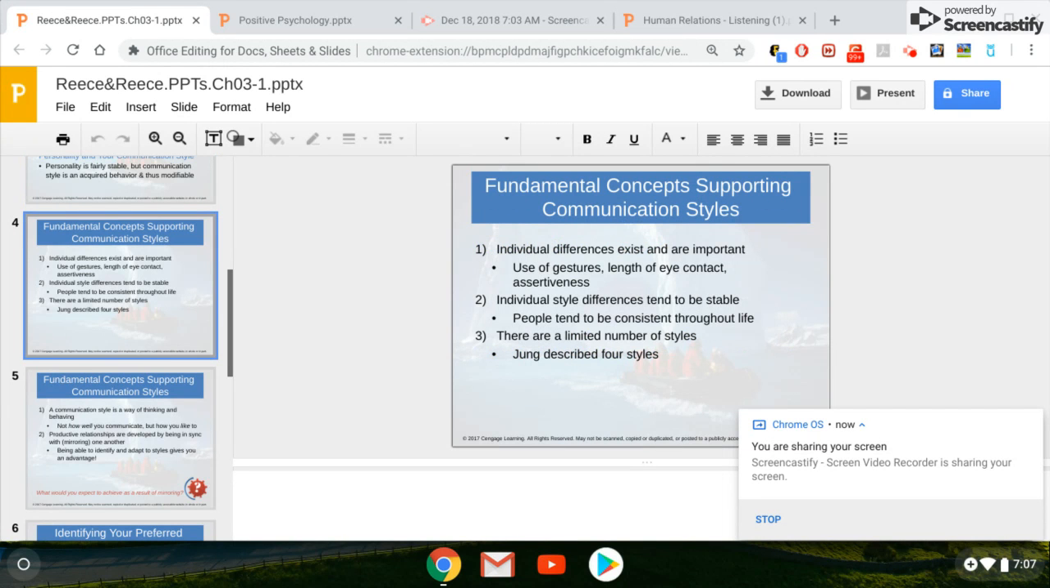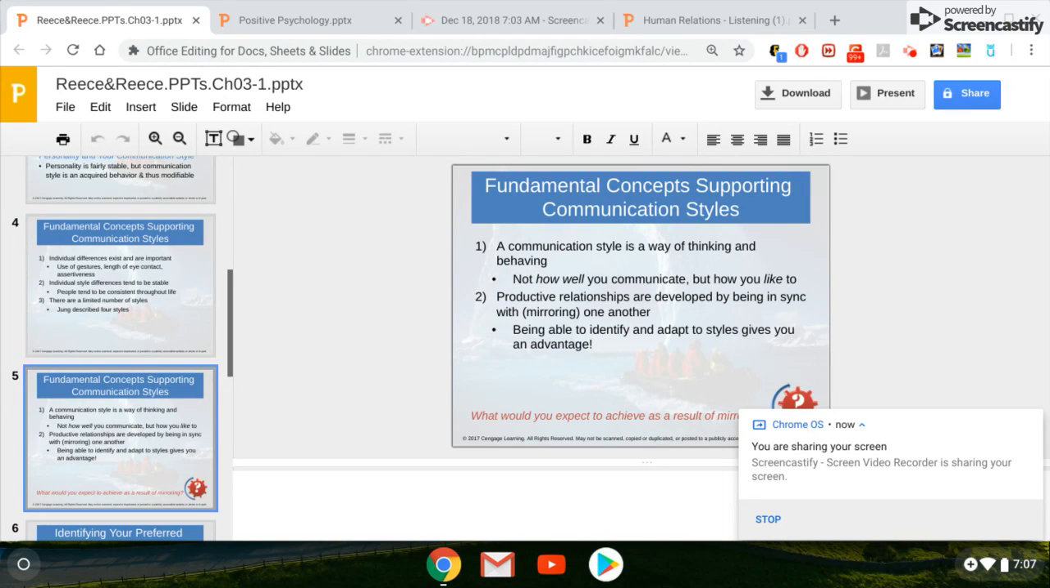Fundamental concepts supporting communication styles. Individual differences exist and are important: use of gestures, length of eye contact, assertiveness. Individual style differences tend to be stable. People tend to be consistent throughout life. There are a limited number of styles defined throughout the text, and different theorists will come up with their own communication styles that they think are important and identify various ones.